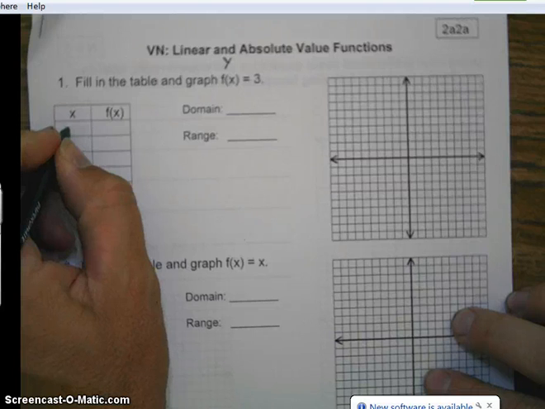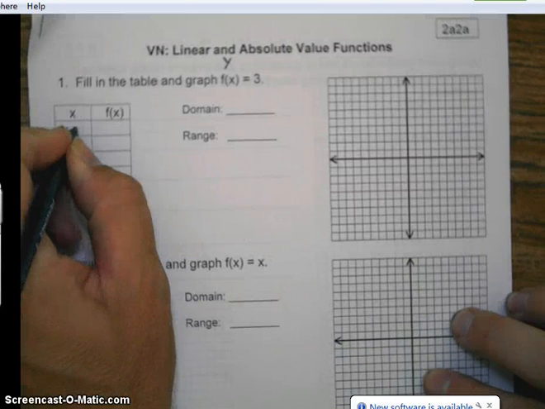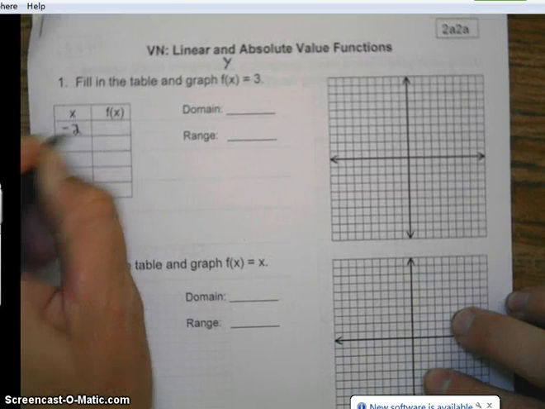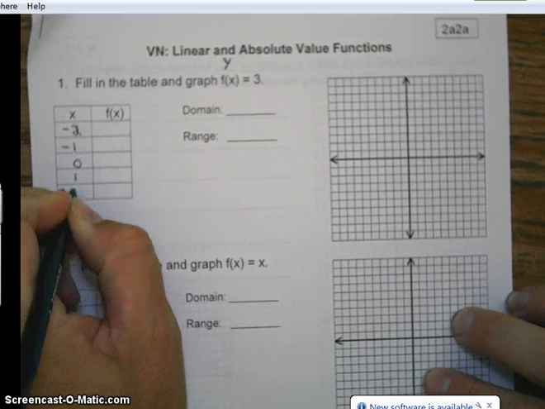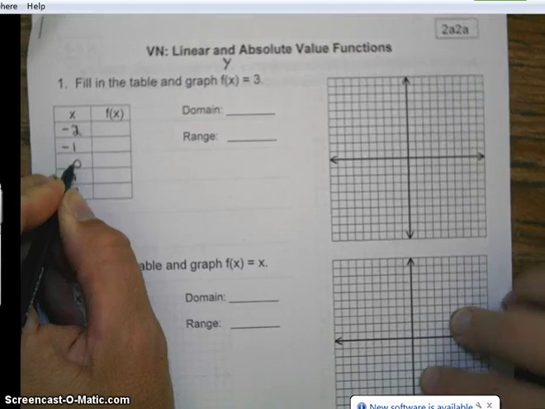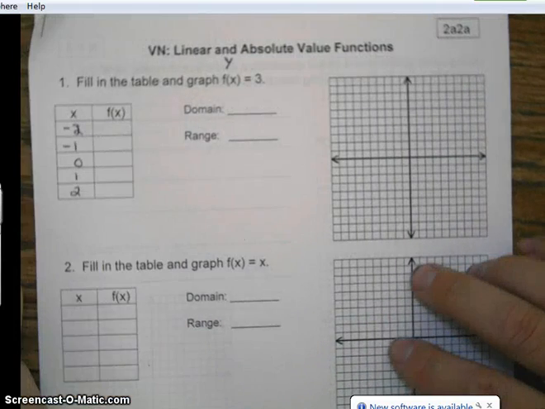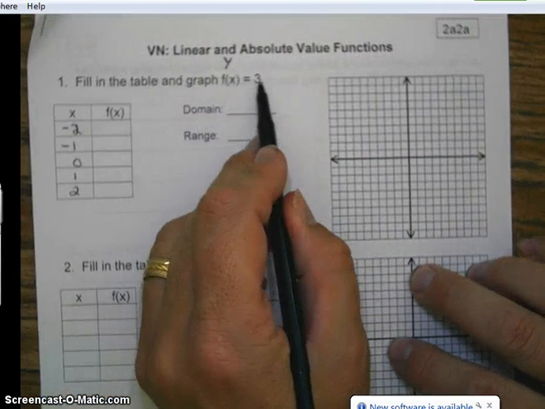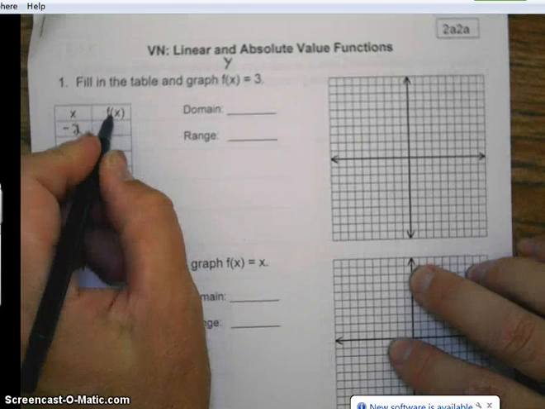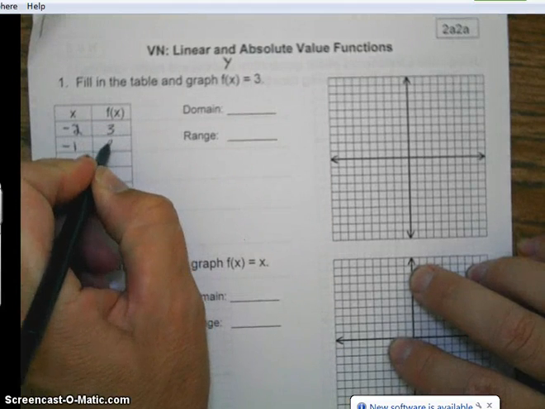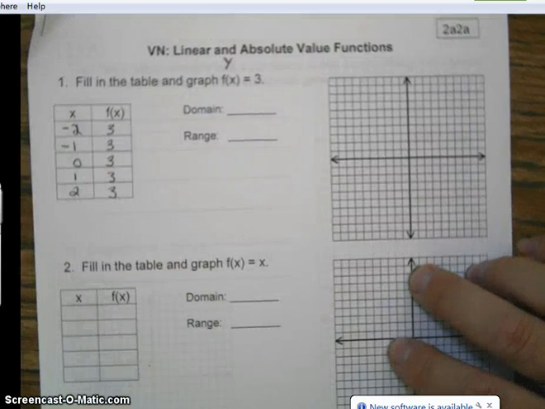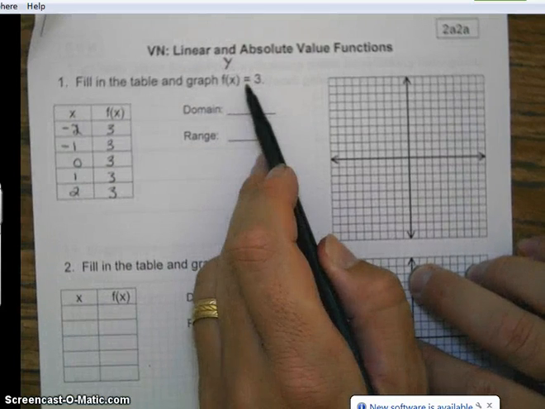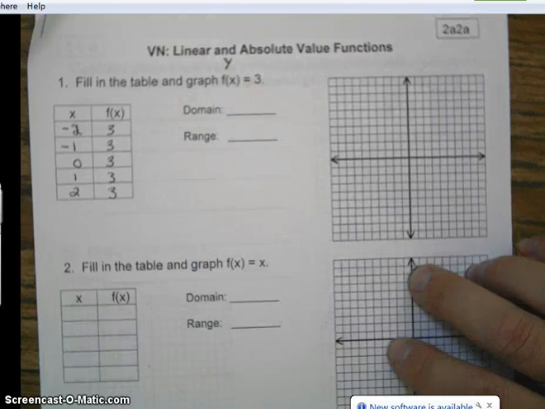So let's see, we're going to choose some input values. I'm going to choose some negative numbers and some positive numbers. Remember that 0 is neither negative nor positive. Since we know that y is equal to 3, it's 3 all the way down. It can't be equal to anything else because it says y is equal to 3.